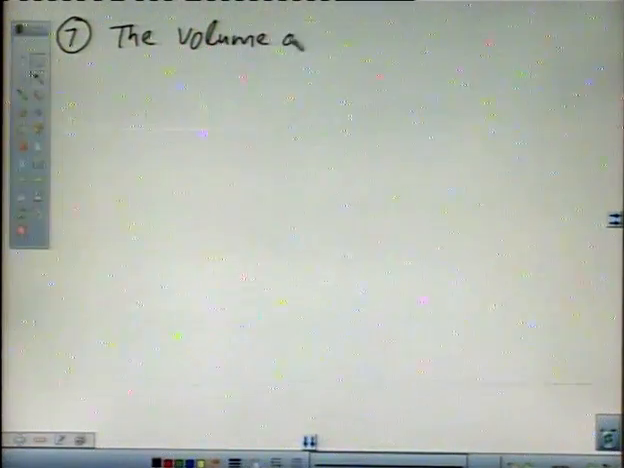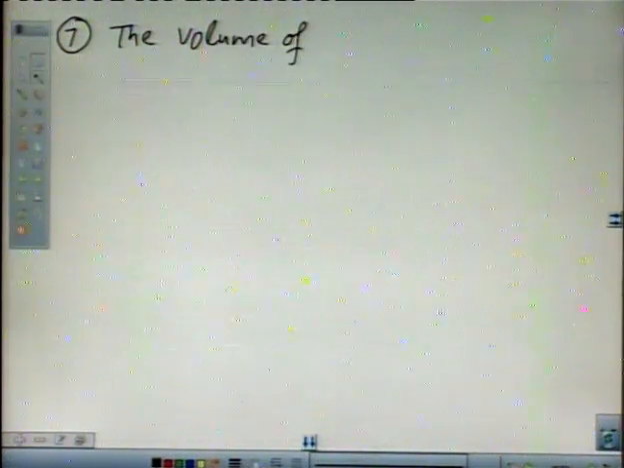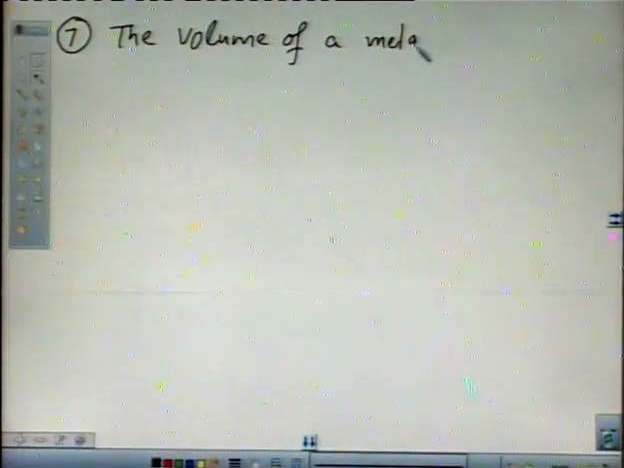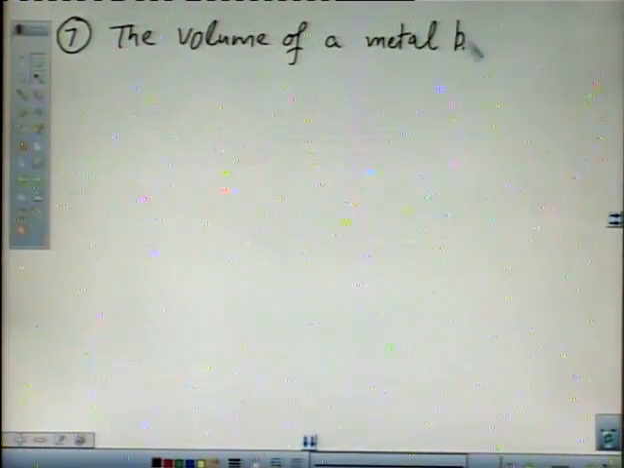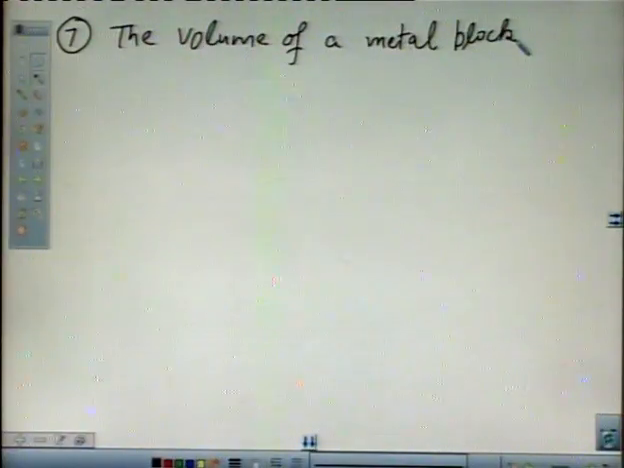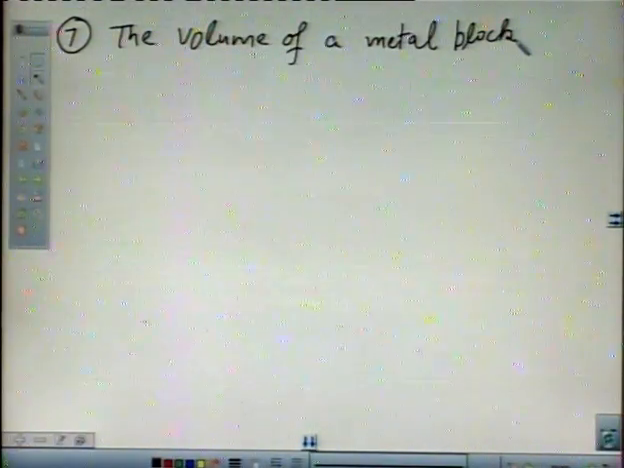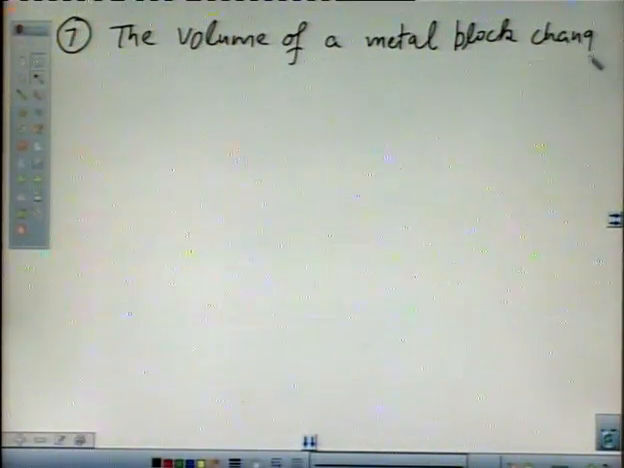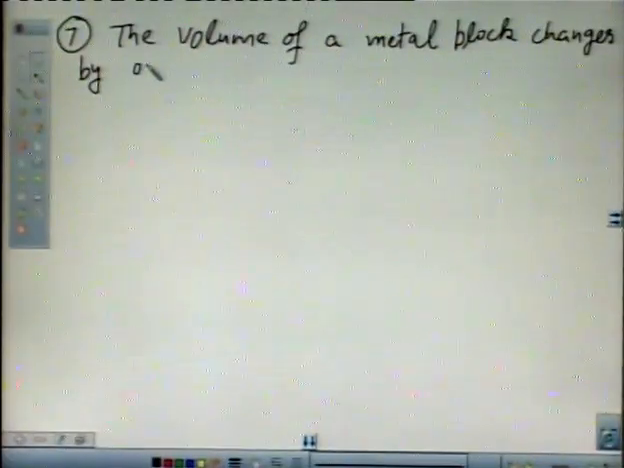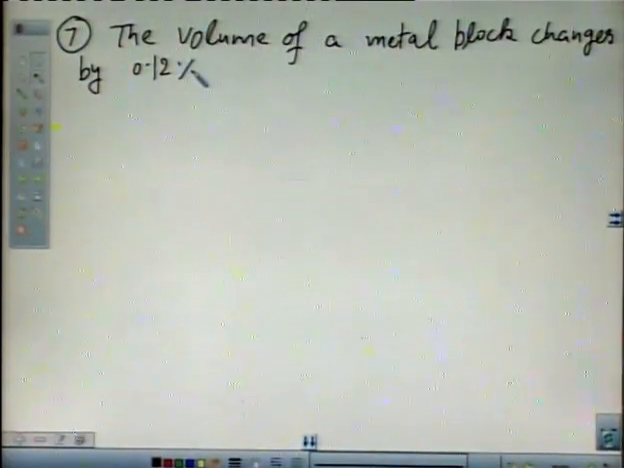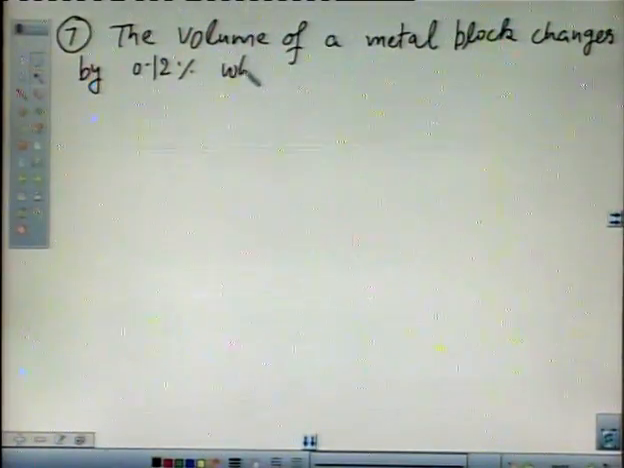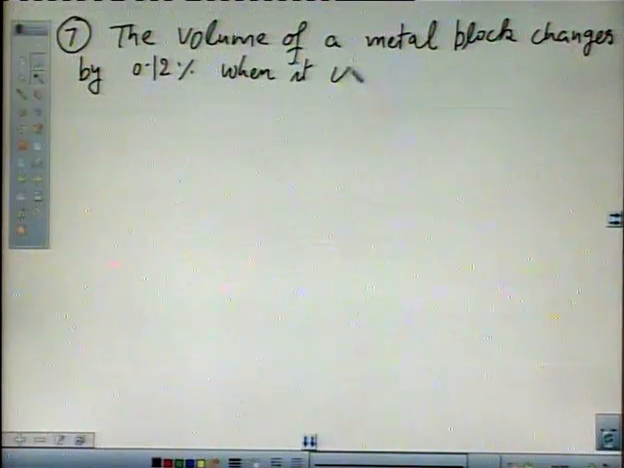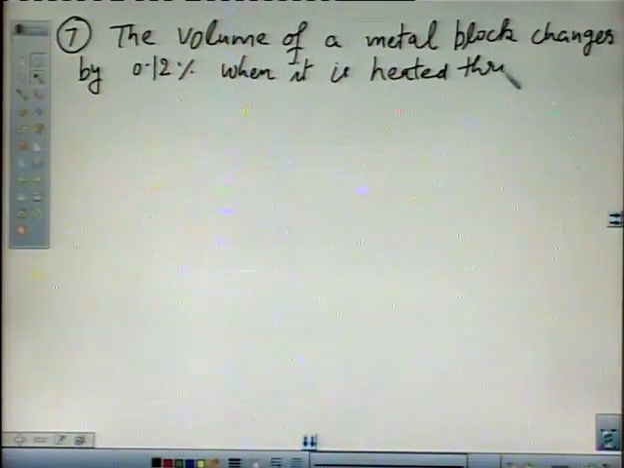The volume of a metal block changes by 0.12% when it is heated through 20 degrees Celsius.